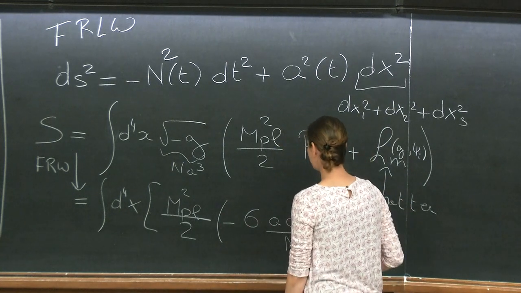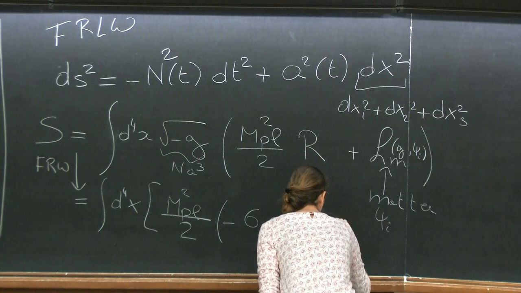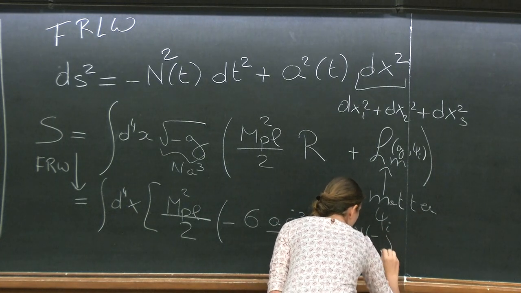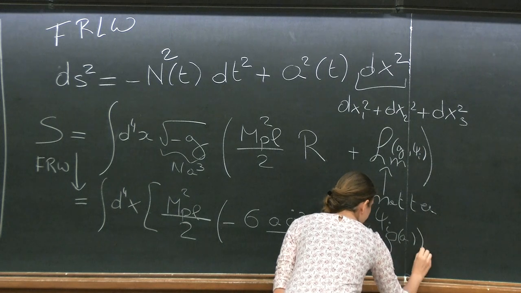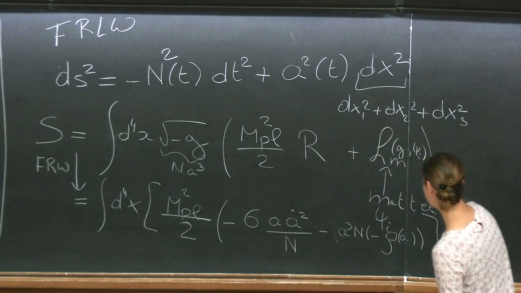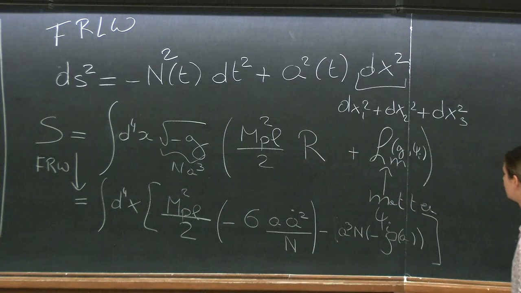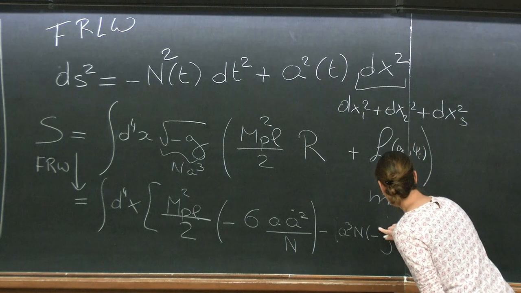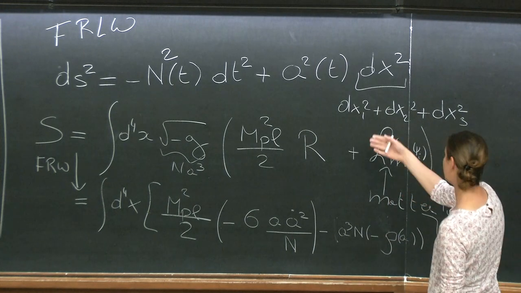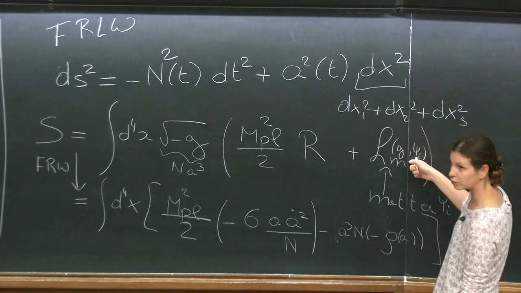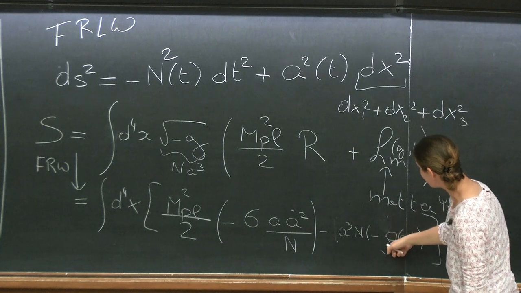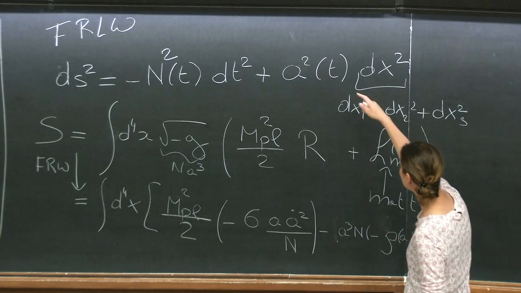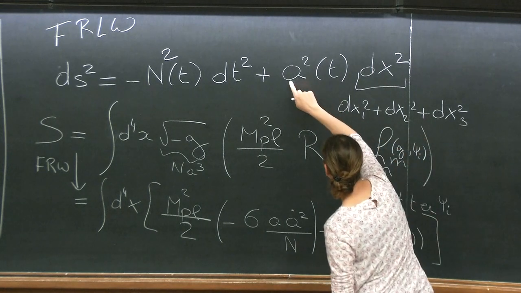And then from the matter Lagrangian part, plus this thing, we will have a cubed N, like that, and then minus rho of a. So this may not be the way you see it usually, but I'll derive it like that. So these are all my matter fields, epsilon I there. And then on FRW, I will just assume, well, it just happens to be the case, that the contribution from all the matter fields is captured by the energy density of every one of these matter fields, which is a function of how the universe evolves, which is captured by the scale factor a.